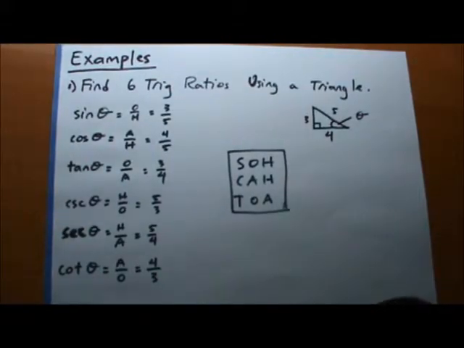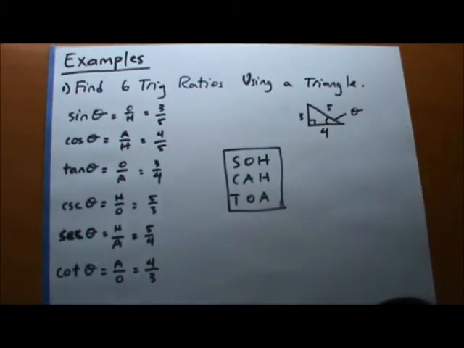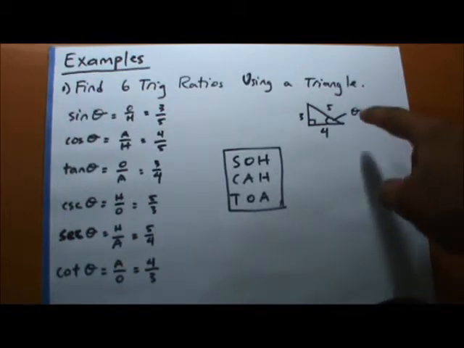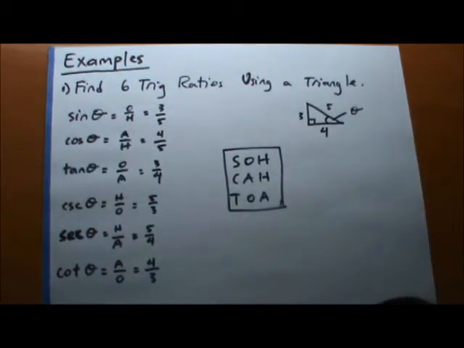Now I have a few examples here. Number 1, find 6 trig ratios using a triangle. The triangle shown on the top right corner here has 3 side lengths of 3, 4, and 5, and angle theta shown here. Now, we know that sine theta is equal to opposite over hypotenuse, which means that sine theta is equal to 3 over 5. Cos theta is equal to adjacent over hypotenuse, which means that it is 4 over 5. And tan theta is equal to opposite over adjacent, which means that it is 3 over 4.